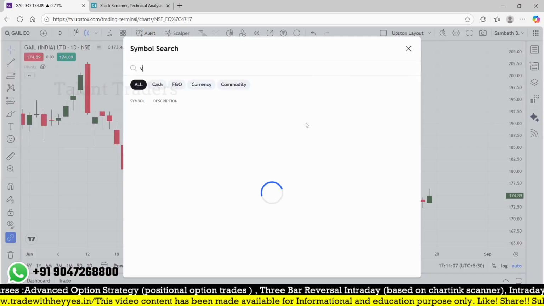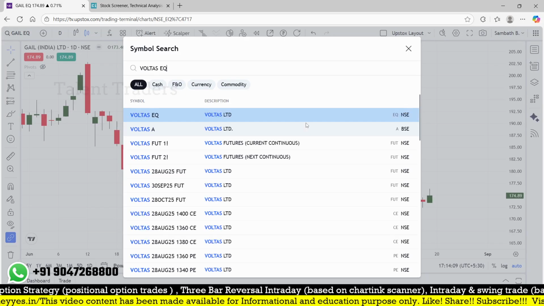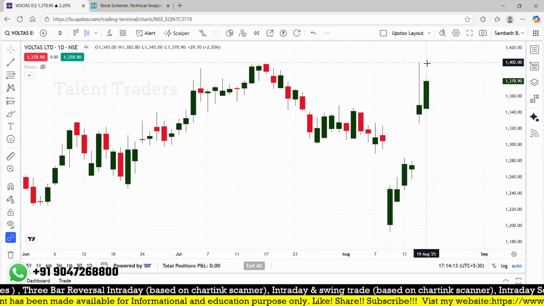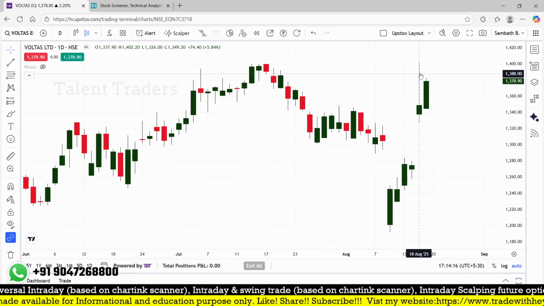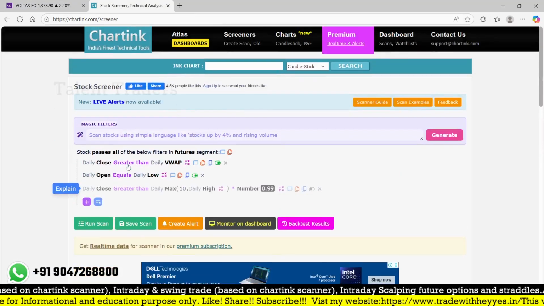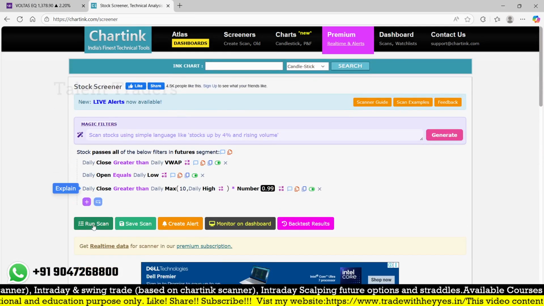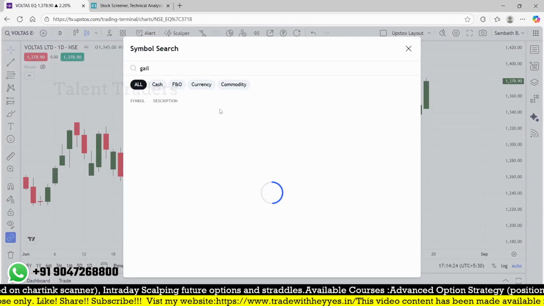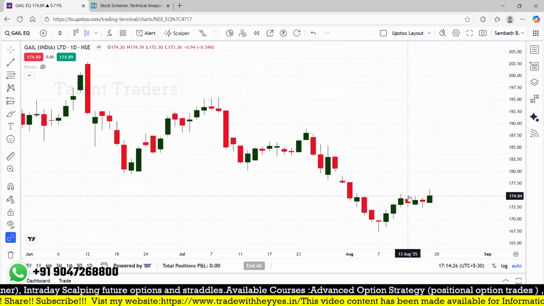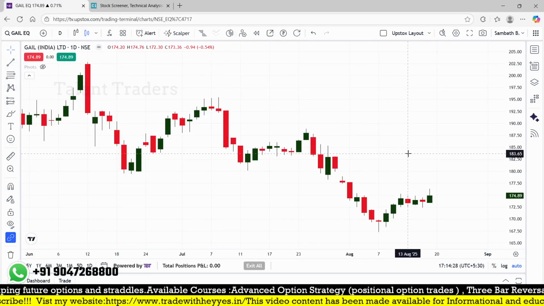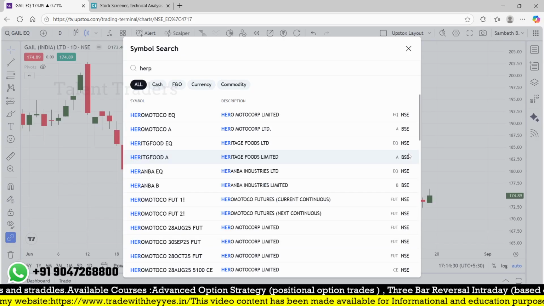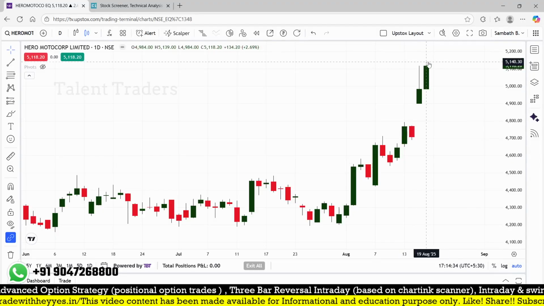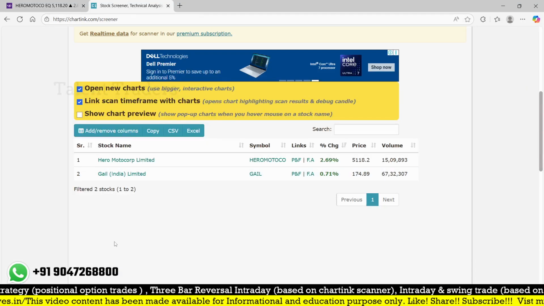Let me check why Voltas is removed. After adding this line, Voltas is not making the highest level. That is the main condition. If I add this, Voltas is removed, leaving Gail and Hero Motocorp. Gail may be at a high level compared to the previous days, and Hero Motocorp is the strongest, as today it also broke the high and made a new high.